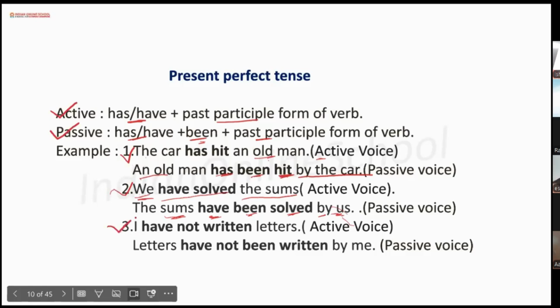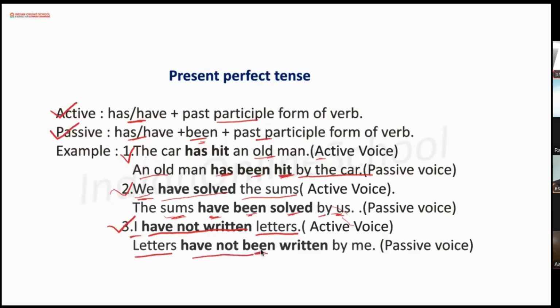Now, example 3. I have not written letters, in the active voice. Here, who is the subject? I. Have not written is the verb and letters is the object. Again, the object becomes the subject. The letters have not been written. When you convert it into passive voice, we always use been. Written is the third form of the verb, and by me is the object. Okay?